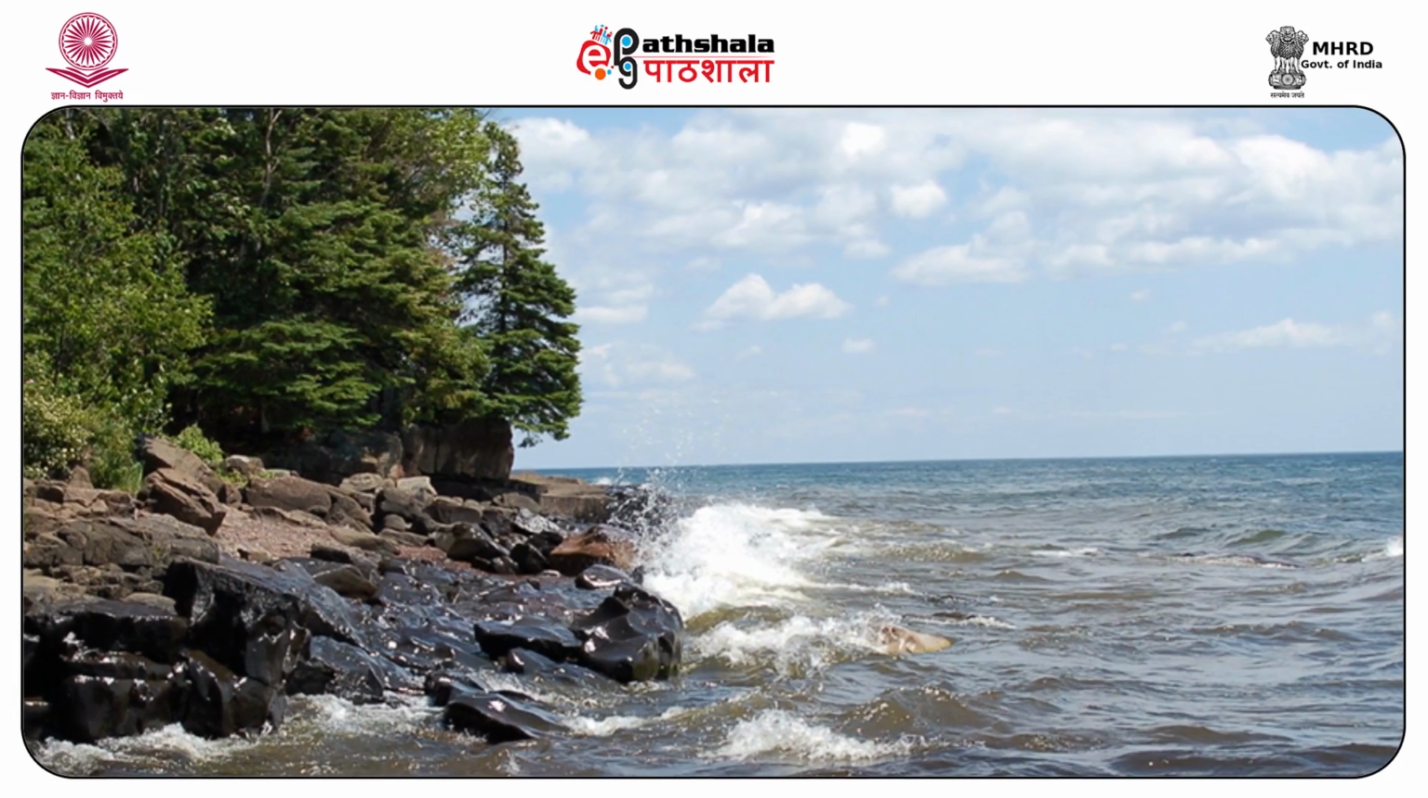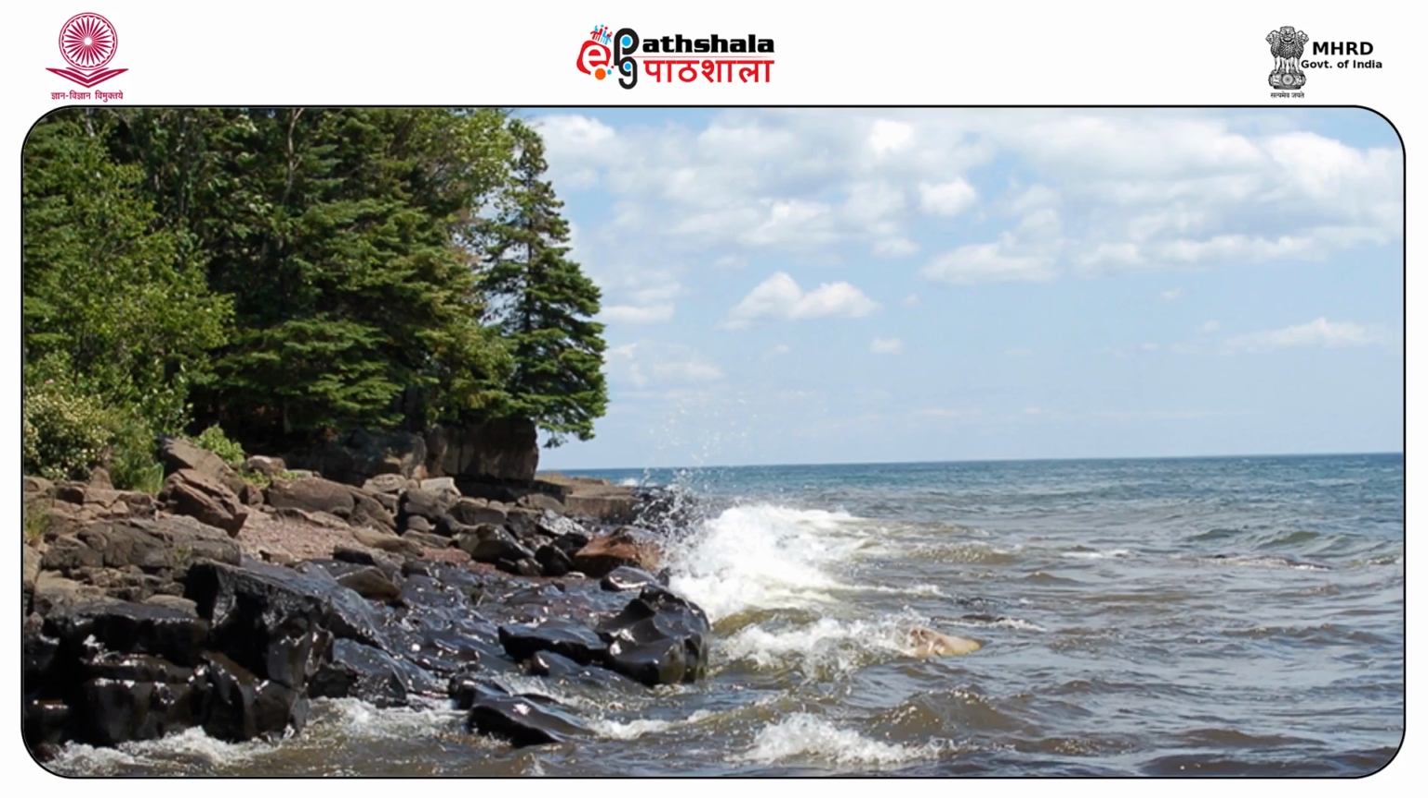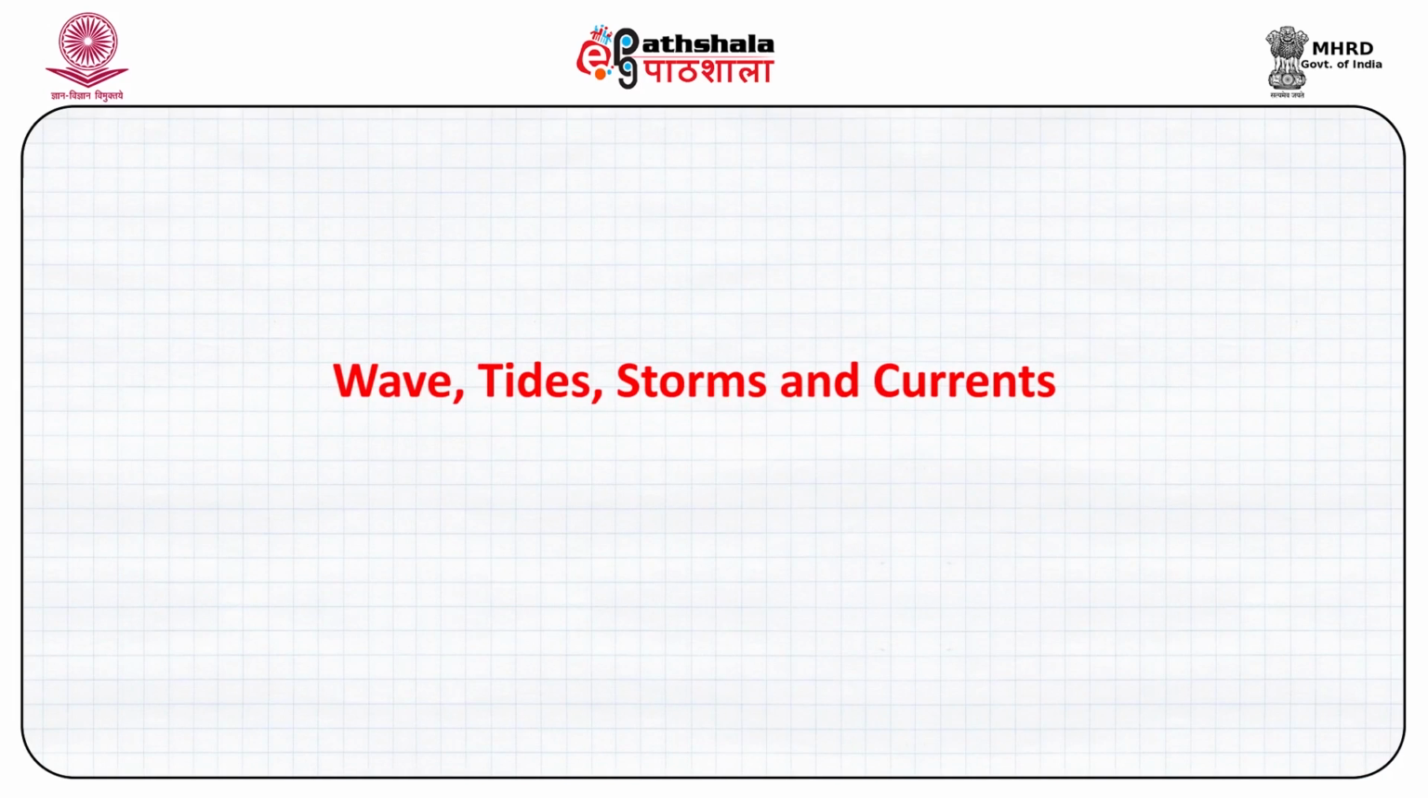We have wave system, we have storms, we have tides, we have currents. All these are continuously acting on the land, sea bottom, and result into a lot of changes along the coastline and shoreline. So let's understand first what are the different processes which are there.